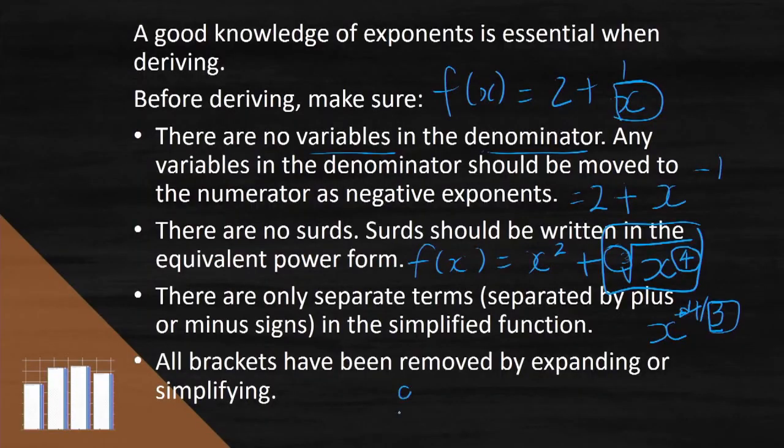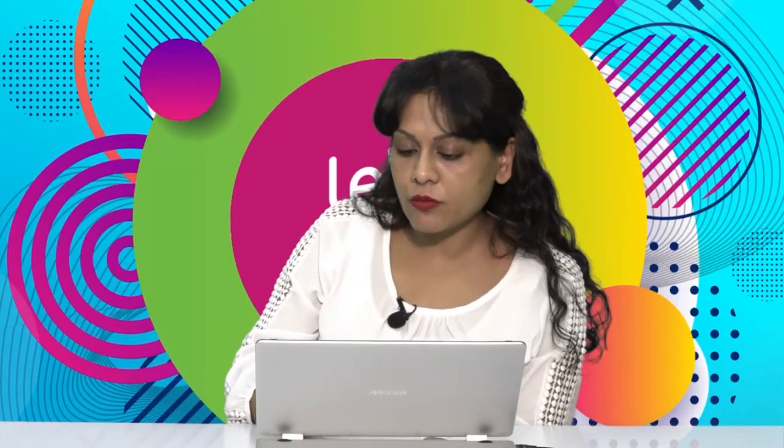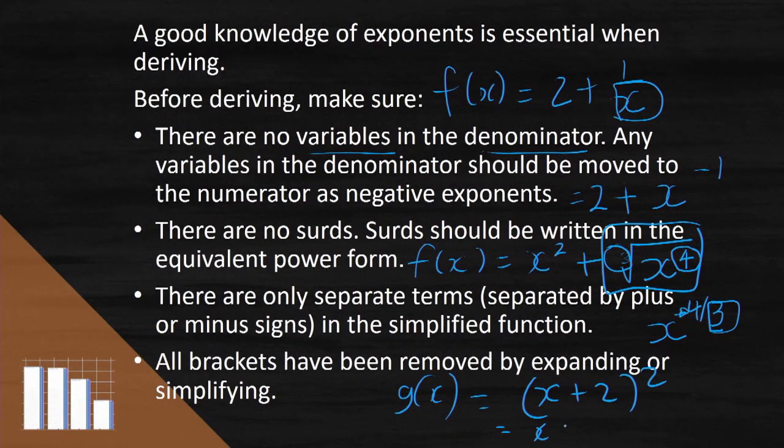You've also got to remember that if there are any brackets, you need to remove them by expanding or simplifying. So say I had g of x, and I'm being asked to derive. Obviously, in all of these cases, you've been asked to derive. So if I have g of x is equal to x plus 2 squared, and the question says find the derivative of g of x, you have to expand that x plus 2 squared first. So you'd use what you know about squaring a binomial. So you'll first simplify this to x squared plus 4x plus 4, and then you will derive.